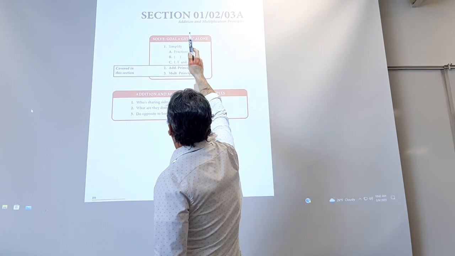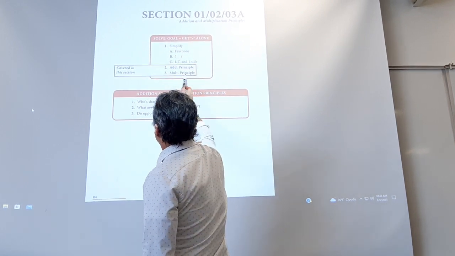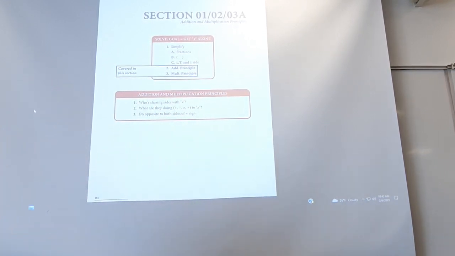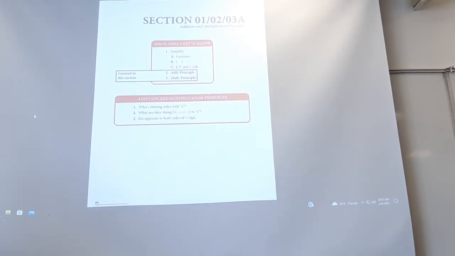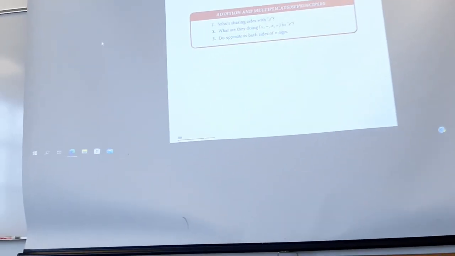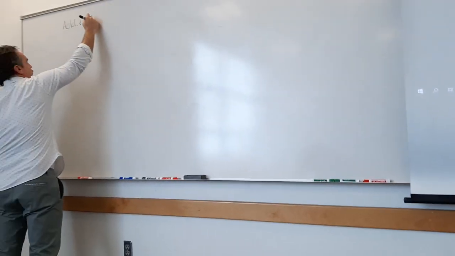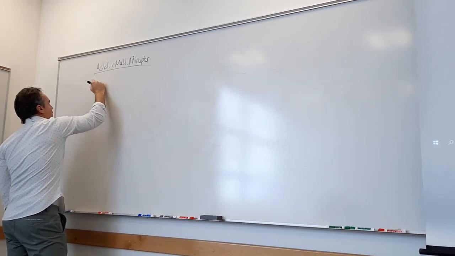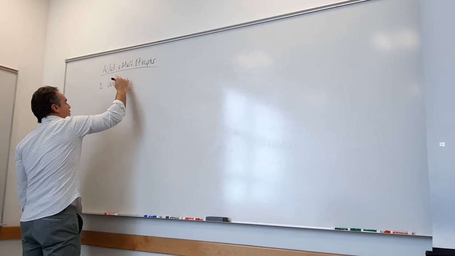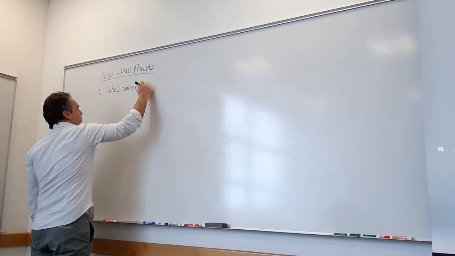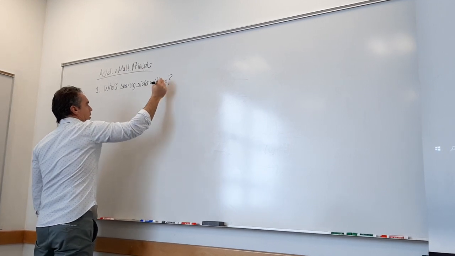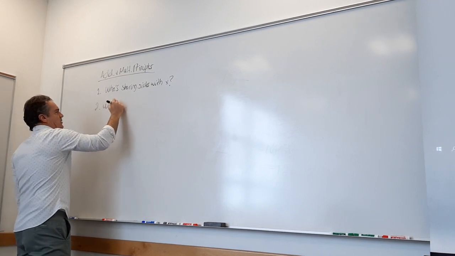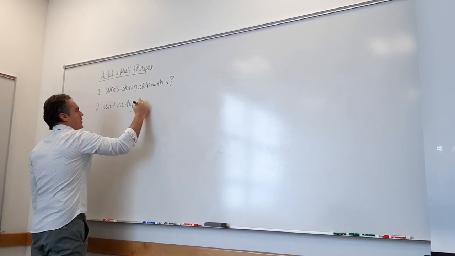So in this section, these sections 1, 2, and 3a, we're going to do just the addition and multiplication principles today. I want to talk about this right here. When we're doing the addition and multiplication principles, we need to understand there's kind of 2 questions and 1 command. Okay, who's sharing sides with x? Okay, your variable. Again, you can say the variable. We're just going to say x to make it quick. What are they doing to x?